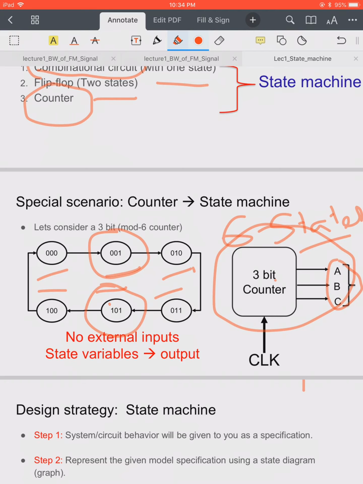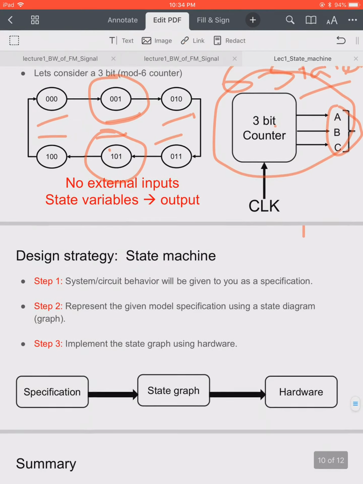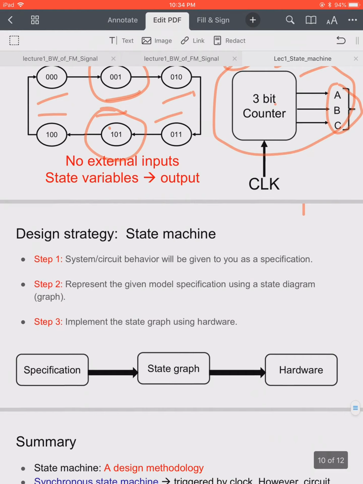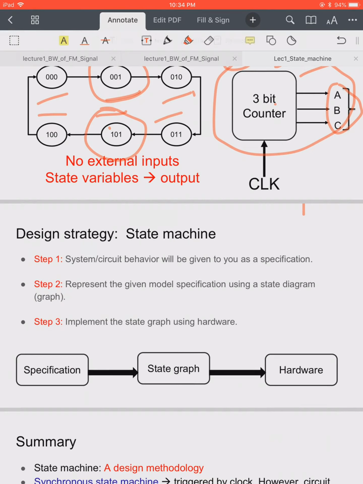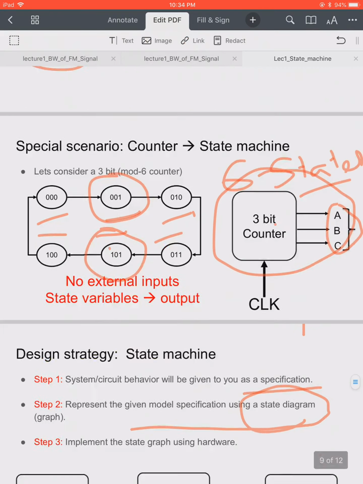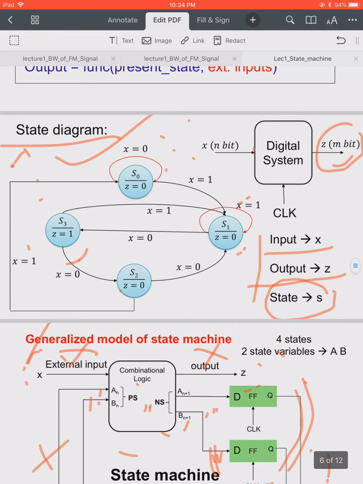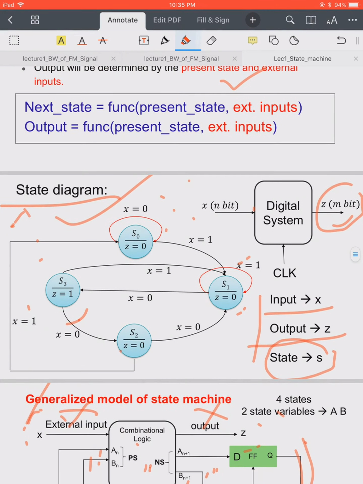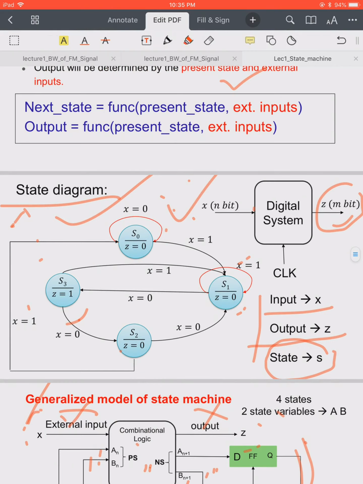So what is the design strategy of a state machine? It is pretty simple. A system specification will be given to you, and you have to represent your system using a state diagram, just like this one.